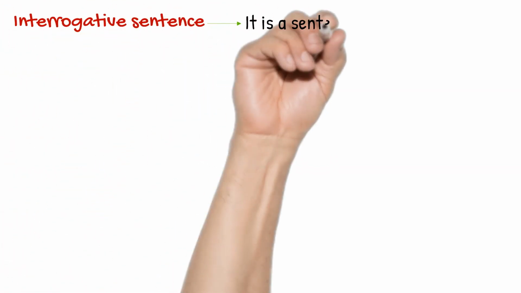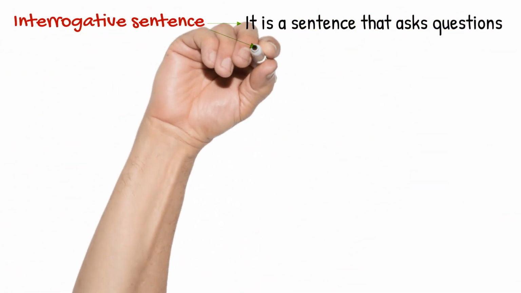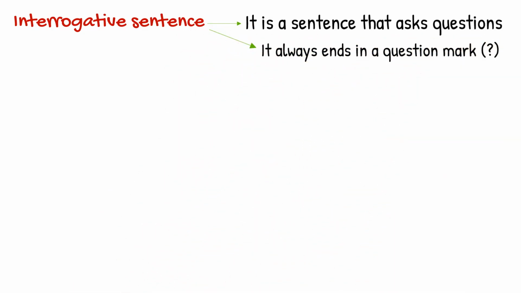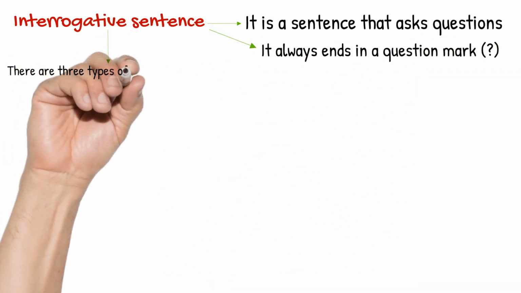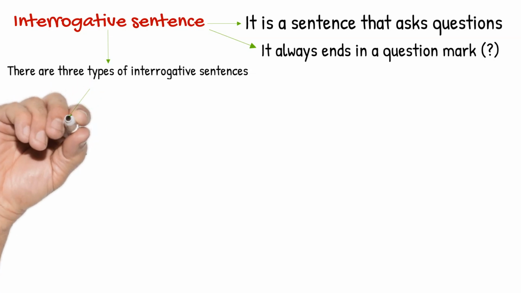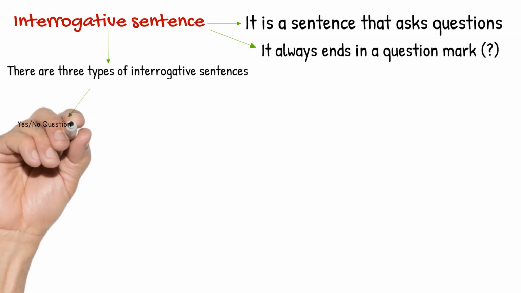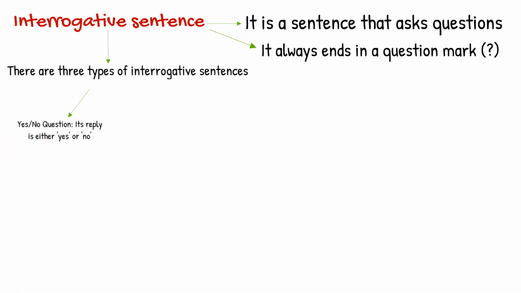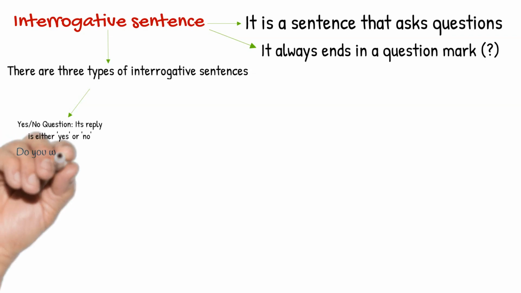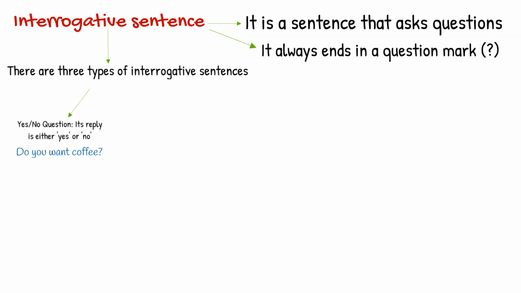What is an interrogative sentence? It is a sentence that asks questions, and always ends in a question mark. There are 3 types of interrogative sentences. These are yes or no question, its reply is either yes or no. Let's understand with an example. Do you want coffee? The reply could be no thanks. So it is observed that the reply to this type of question is either yes or no.